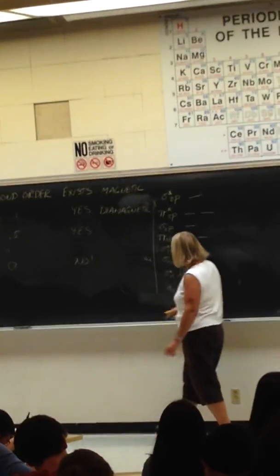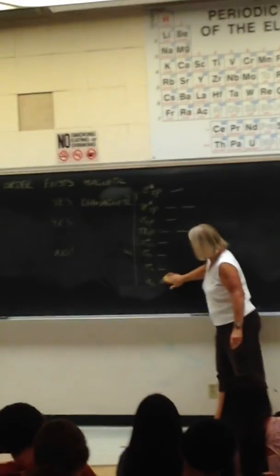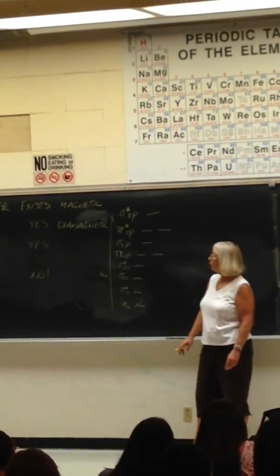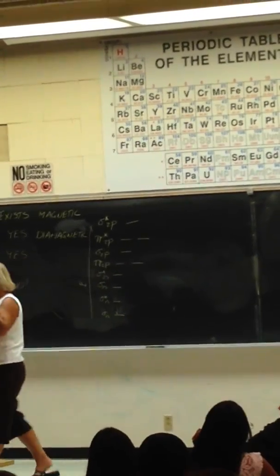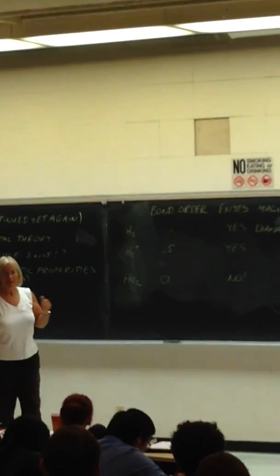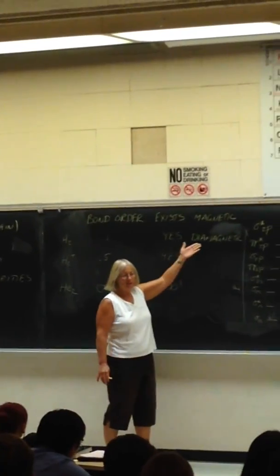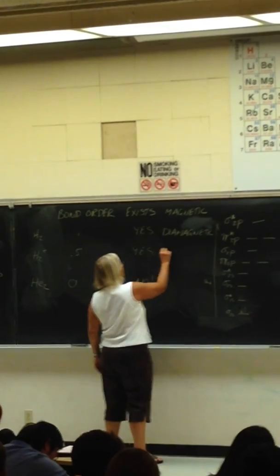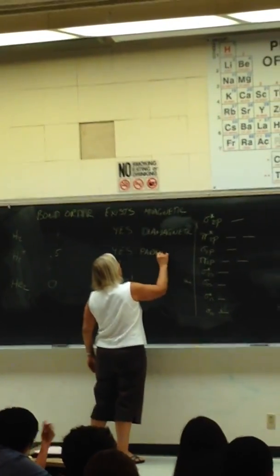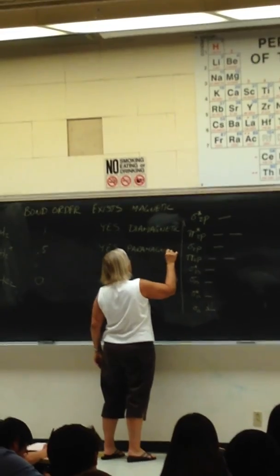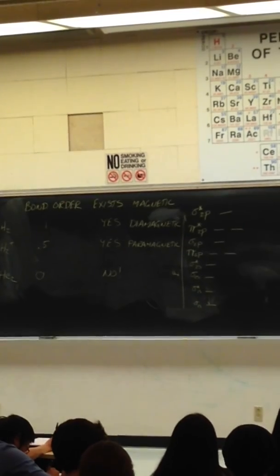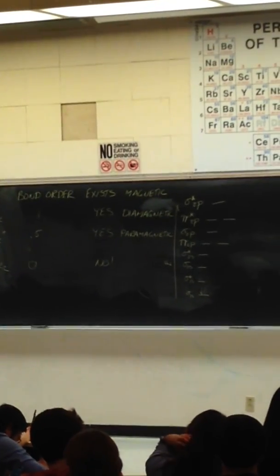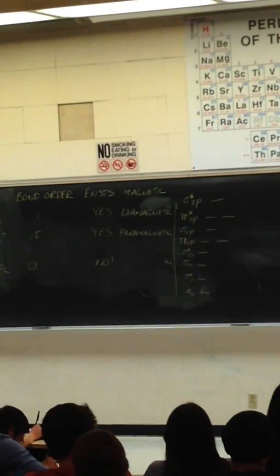I didn't talk about the magnetic properties of H2 plus. Remember it was that right there? What do you think? Do you think it would be magnetic? Yes. And we can say magnetic, but it's actually sort of magnetic. And just like you say not magnetic, it's diamagnetic. Sort of magnetic is paramagnetic. There's another term called ferromagnetic, which means supermagnetic, but we're not going to talk about that.